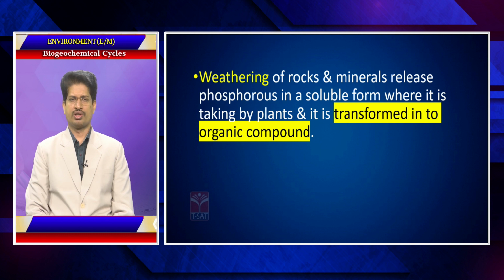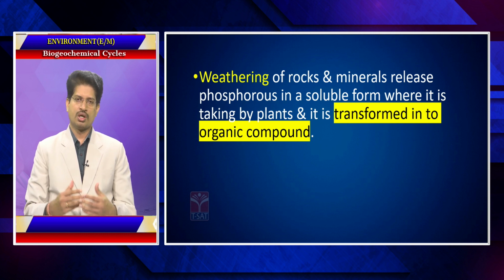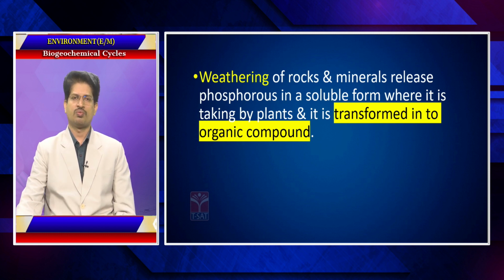Weathering of rocks and minerals releases phosphorus in a soluble form, where it is taken up by plants and transformed into organic compounds. So, this becomes part of a living molecule and turns into an organic molecule. An example is DNA.